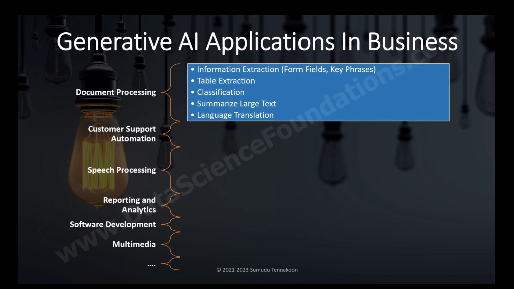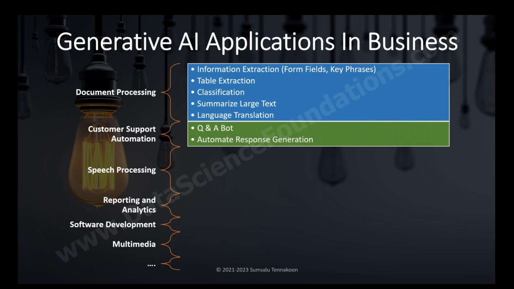You can use generative AI for classification tasks and summarizing large text, very similar to the example I gave, the contract or the legal document you can think of. So you can summarize and get an understanding of what it is going to say. And you can use language translation. We looked at it. We can use it for customer support. We can use generative AI for Q&A bots, conversational AI, and we can also automate the response generation we looked at earlier, like emails, text messages, or chat messages. You can generate an automated response.